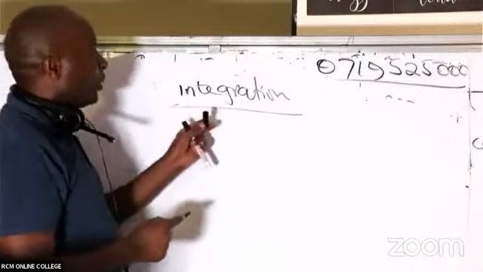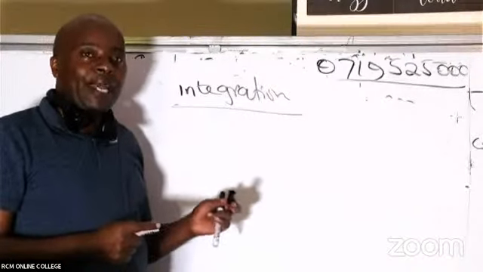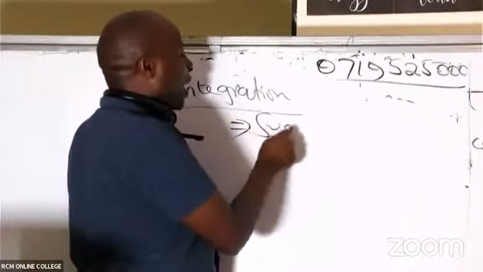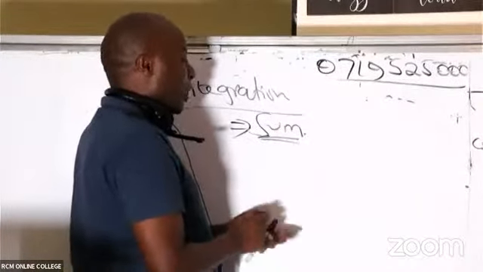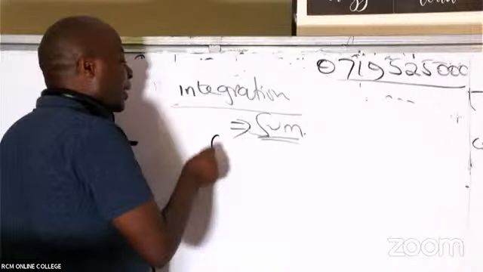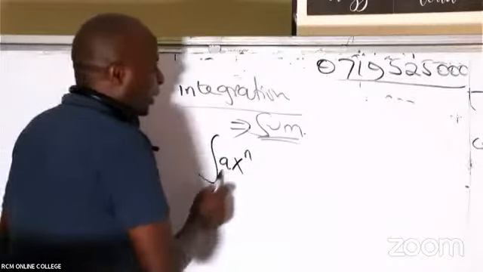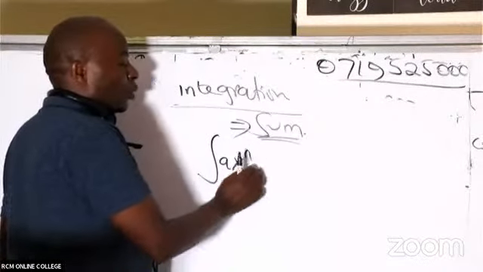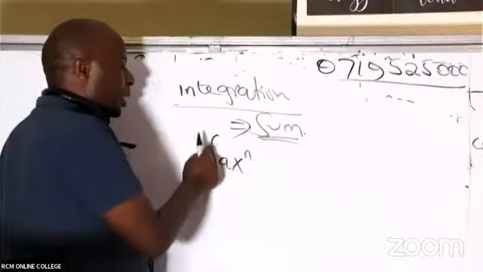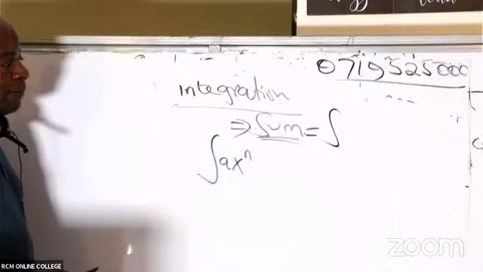Integration, from the word integrate, to integrate, ladies and gentlemen, is to put together. We are summing, you know. So on integration, we are going to sum. If, for example, somebody tells you to integrate this, this is the symbol of integration. You integrate ax raised to n with respect to x. There is always a respect to x here. You see, this is an elongated s for sum.